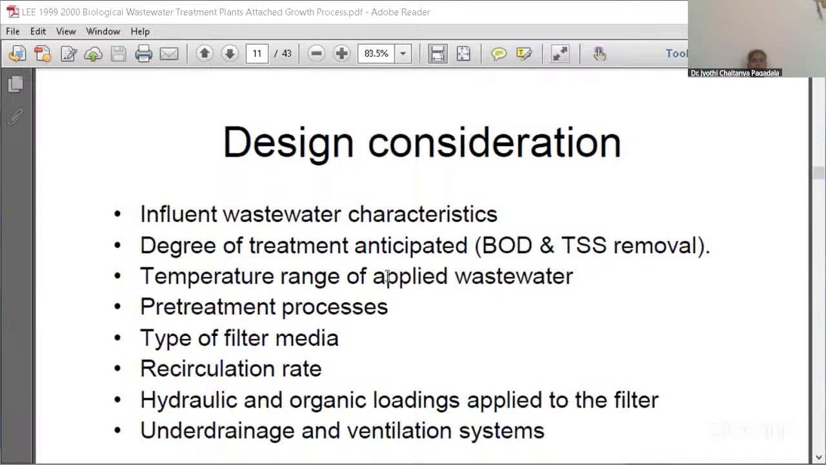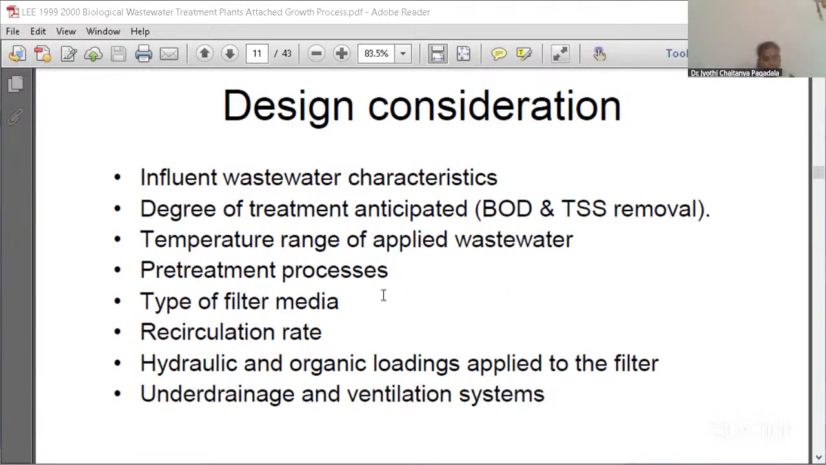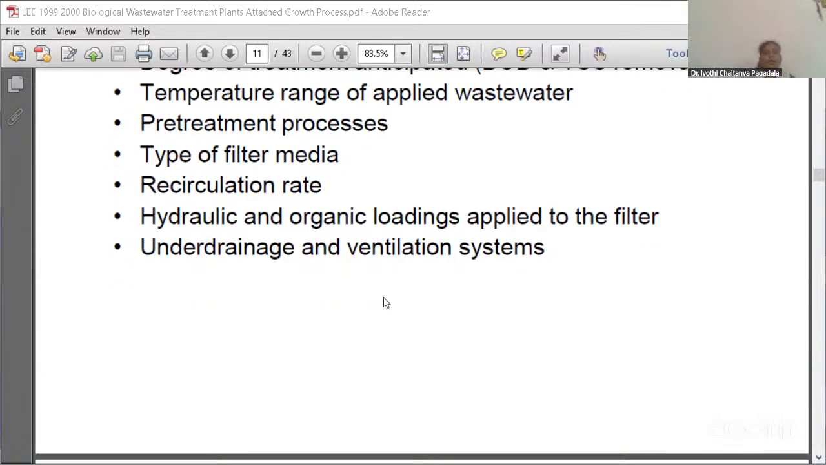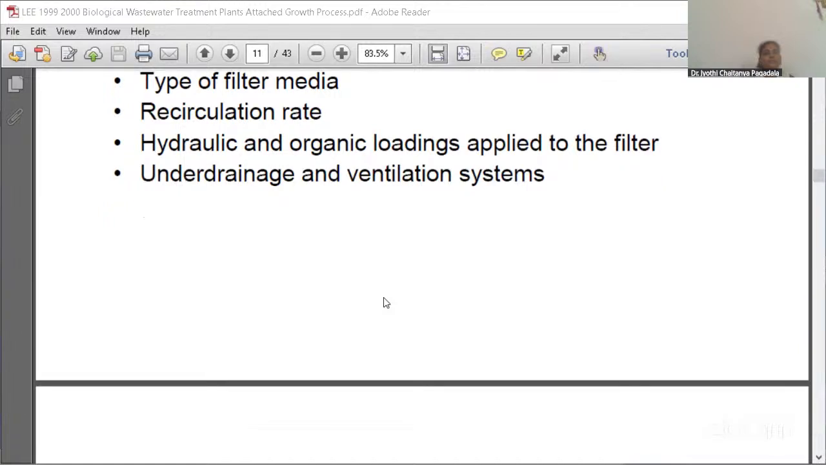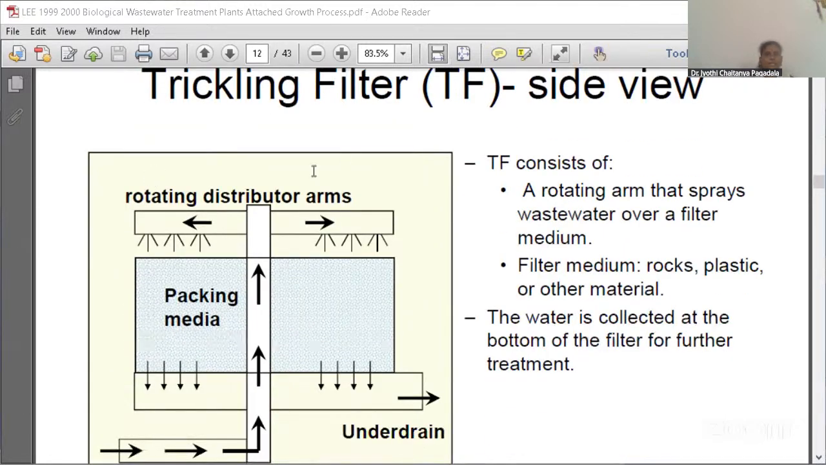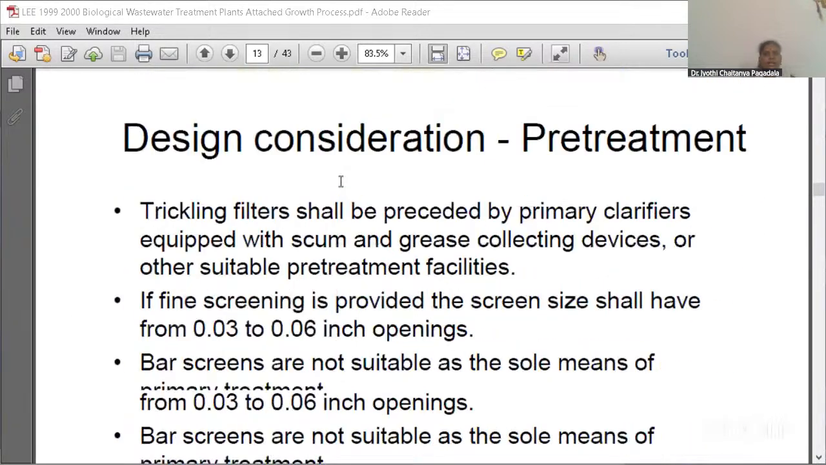And the design and consideration of the trickling filter. The influent wastewater characteristics and the degree of treatment anticipated for the removal of BOD and TSS, the temperature range of applied wastewater, pre-treatment process, the type of filter media, recirculation rate, hydraulic and organic loads applied to the filter, under drainage and ventilation systems. We already have seen this trickling filter side view, no need of going again.